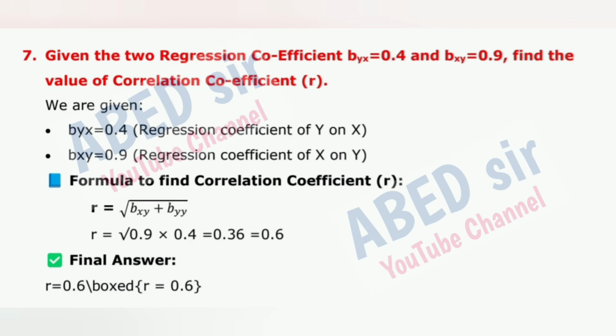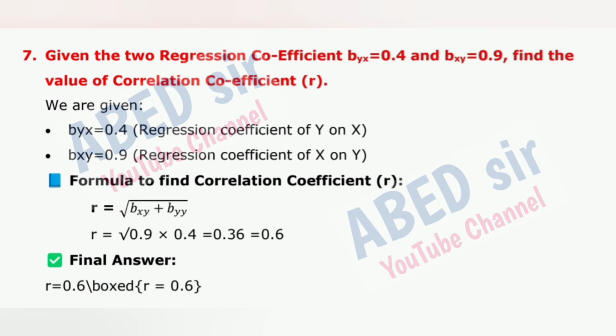Next important short question is 7. Given the two regression coefficients byx is equal to 0.4 and bxy is equal to 0.9, find the value of correlation coefficient, r. We are given byx is equal to 0.4, regression coefficient of y on x, and bxy is equal to 0.9, regression coefficient of x on y.